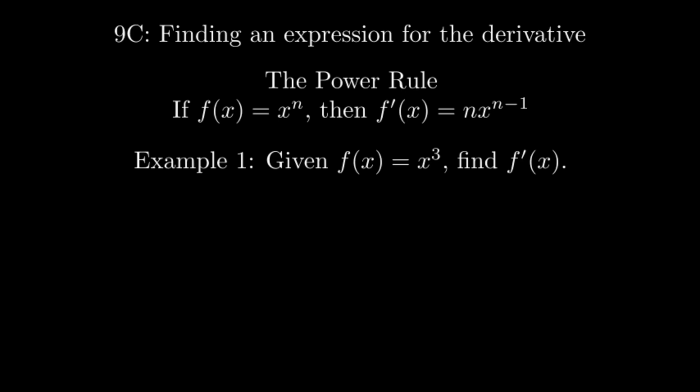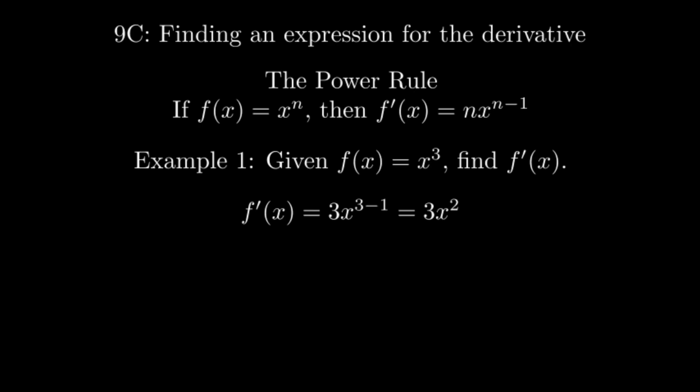Suppose we have the function f of x equals x cubed. Here, our n is 3. So we bring the 3 to the front, and the new power will be 3 minus 1, which is 2. So the derivative is 3 times x to the power of 3 minus 1, which simplifies to 3x squared. It's that straightforward. Let's try another one, this time with a negative exponent.